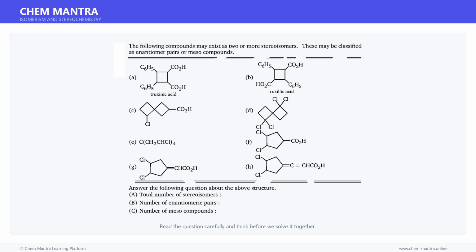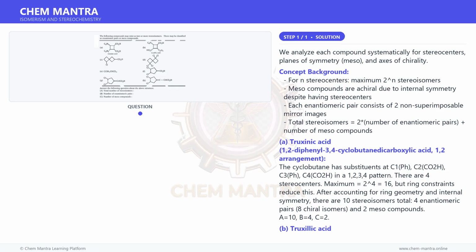Here is a question. Read it carefully and think about the answer. Let us solve it step by step. Let us begin solving this step by step. We analyze each compound systematically for stereocenters, planes of symmetry, meso, and axis of chirality.